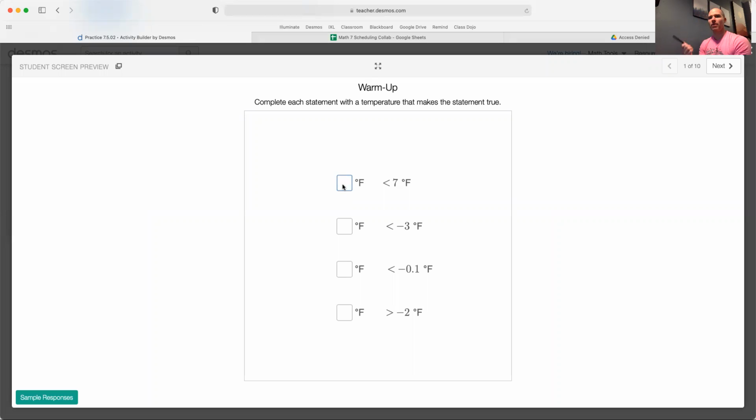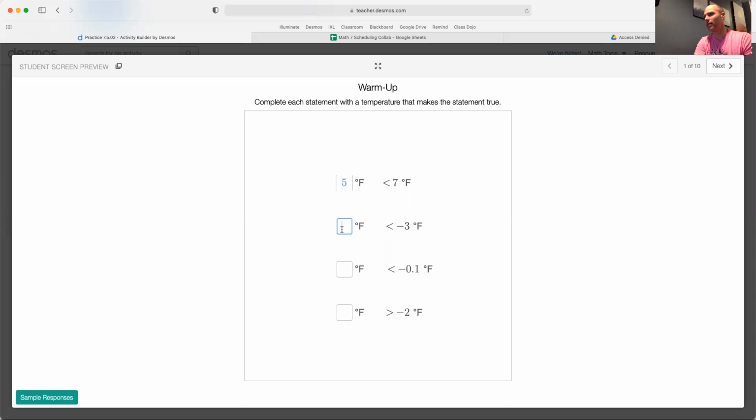I'm on the first screen. It says complete each statement with a temperature that makes the statement true. So we just have to put a temperature here that is less than 7 degrees Fahrenheit, in case you forgot how less than and greater than signs work. The alligator always wants to eat the bigger number. So the alligator mouth is pointing toward 7. That means 7 is supposed to be greater. So I could put any number less than 7 in this box. 5.